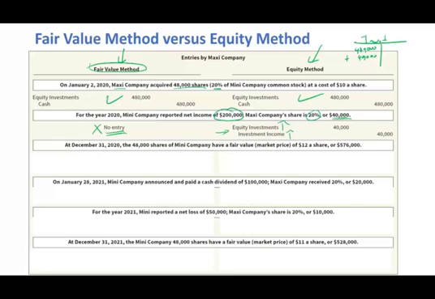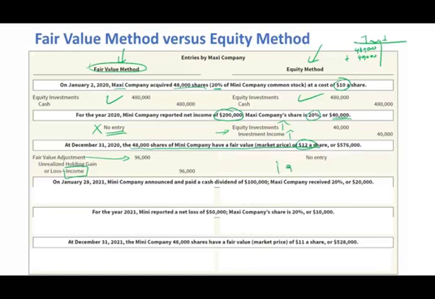Now, on December 31st, 48,000 shares of Mini have a fair value of $12. Notice you bought them for 10, they went up to 12, you have a gain of $2 per share. So you're going to debit fair value adjustment, 96,000. If you don't know how to do this, go back to my prior session when we talked about how to adjust the portfolio. Credit unrealized holding gain income, 96,000. This is under the fair value method. Under the equity method, we don't do anything.